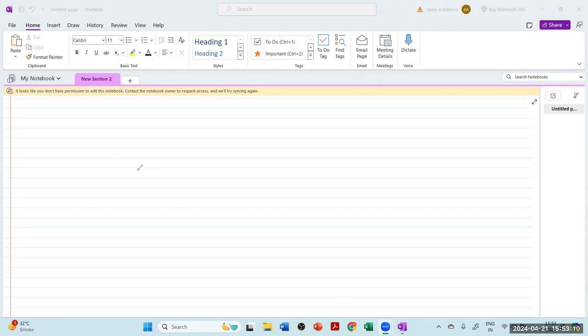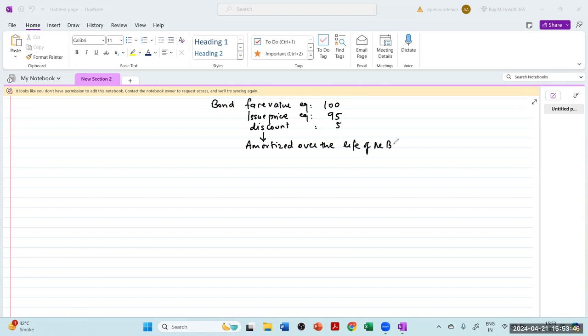Yes. A bond, of course, has a face value. Now, for example, if I say that the face value is 100, a bond will have an issue price, like a share. If I say, for example, this is 95, what is the discount in this case? The discount is 5 rupees or dollars or whatever. This discount is amortized. What happens to this discount, guys? It is amortized over the life of the bond.